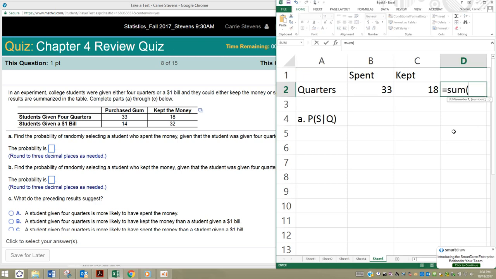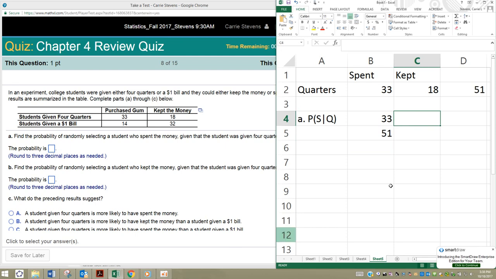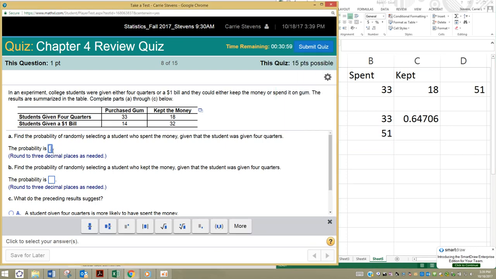And the total in my narrowed scope is 51. So this is going to be 33 students spent the money out of 51 students in the total set of students who received quarters. And so when I give my answer as a decimal to 3 places, it will be 33 divided by 51, which is 0.647.